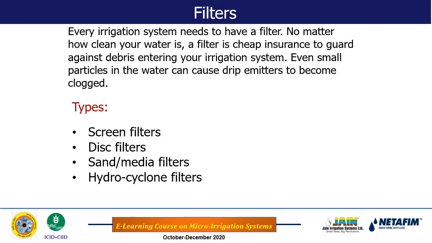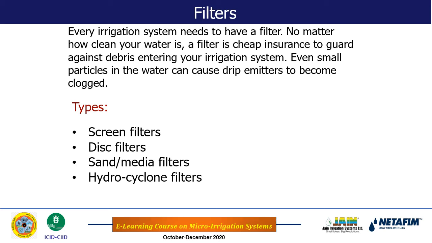Okay. Now let us move to the next, filter. As I already told, even if we use distilled water, we need to have a primary filter in the form of a screen filter or disc filter. So that is what I have written here. Every irrigation system needs to have a filter.